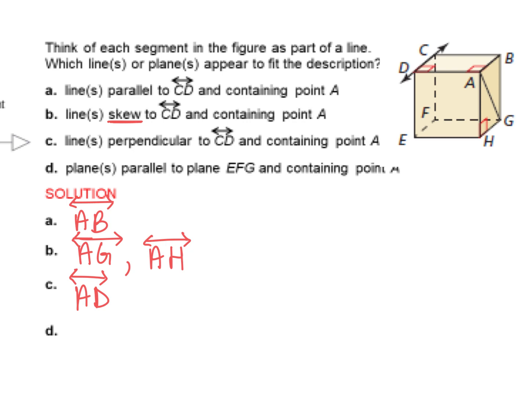And then looking at D, plane or planes parallel to EFG and containing point A. So we covered parallel planes at the beginning. Who could give me a plane that is parallel to EFG and contains A? DCB would be one. I could name it ABCD, okay, as long as it has 3 or more.